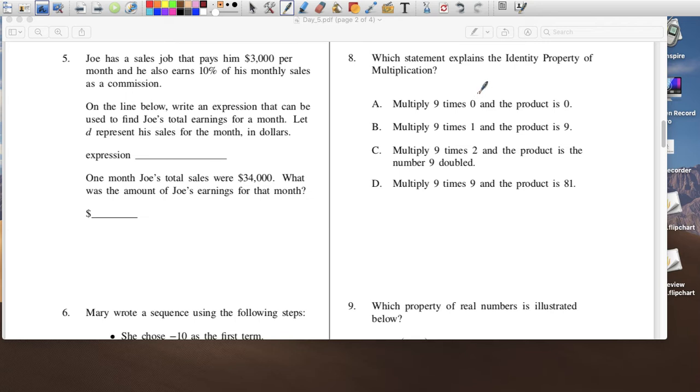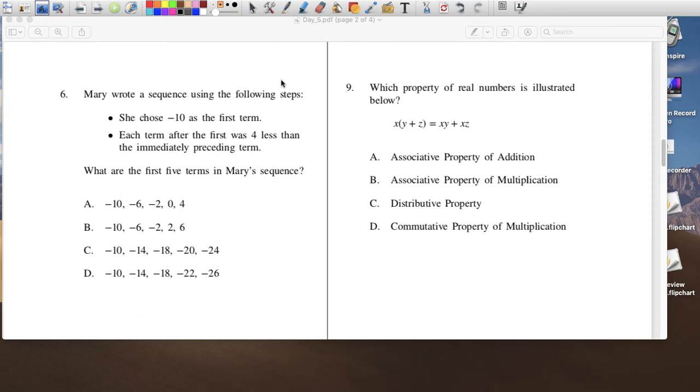Which statement explains the identity property of multiplication? The identity property of multiplication states that a number times 1 equals that number. Not this, not this, not this. There we go. 9 times 1, and the product is 9, right? Any number times 1 equals that number. Which property is illustrated here? Well, obviously, you can tell that is the distributive property.